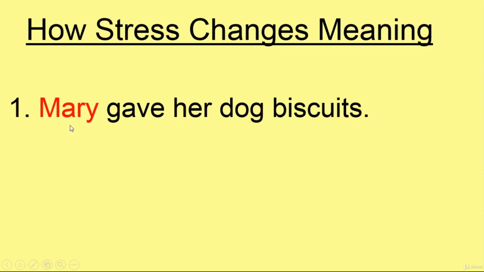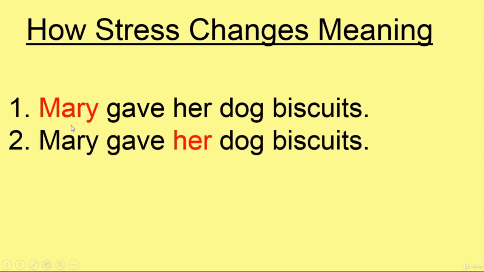The next sentence is the same. However, the stress is now on the word her. I want to emphasize who is receiving the dog biscuits. Mary gave her dog biscuits. So her is pronounced longer, louder, and with a higher pitched voice.